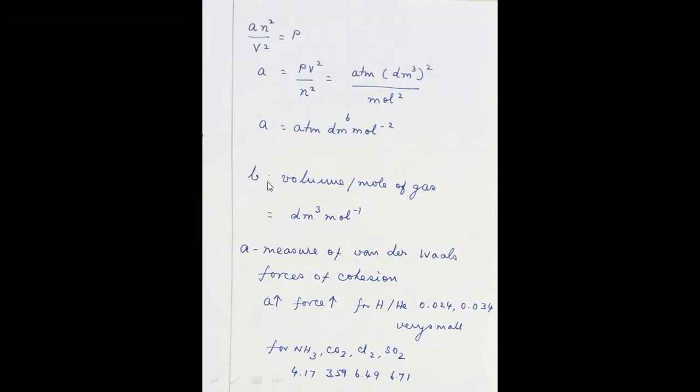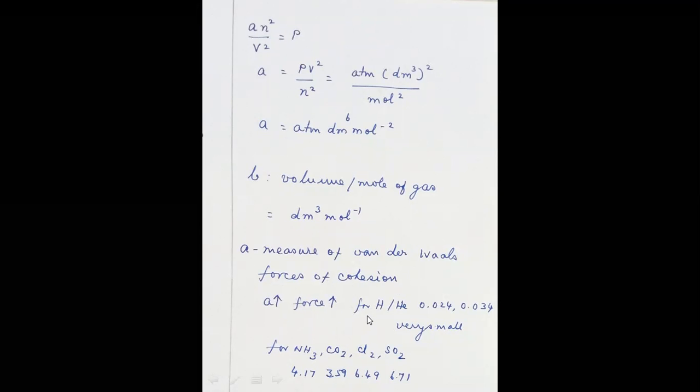Similarly, B is simply the volume per mole of gas, so it is expressed in decimeter cube per mole. A is the measure of van der Waals forces of cohesion. So if A has a greater value, that means the cohesion forces are greater.